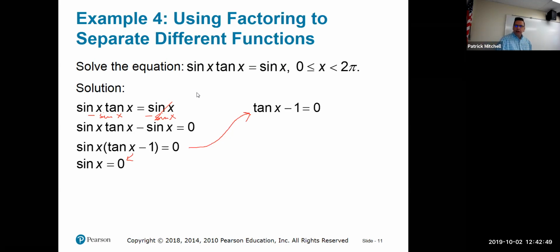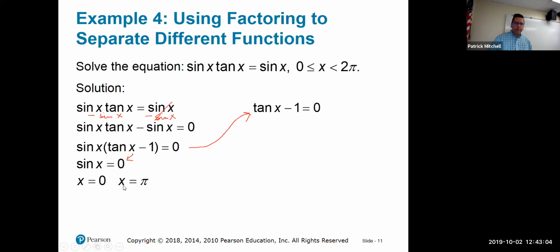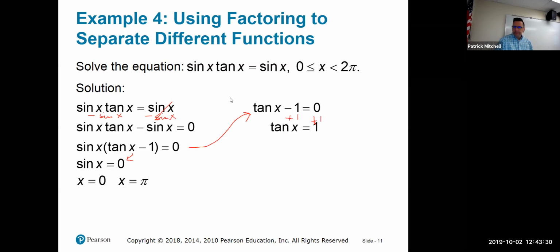If sine of x equals 0, there is actually only one angle. No, I'm sorry, that's a lie. There are two. I was thinking of something else. There are two angles in this interval whose sine is 0. Those angles are 0 and pi, right? So the 2 points on the unit circle with a y coordinate of 0 happen at the angles 0 and pi. And then moving over here to tangent x minus 1 equals 0, that of course means that the tangent of x is 1, by adding 1 to both sides.